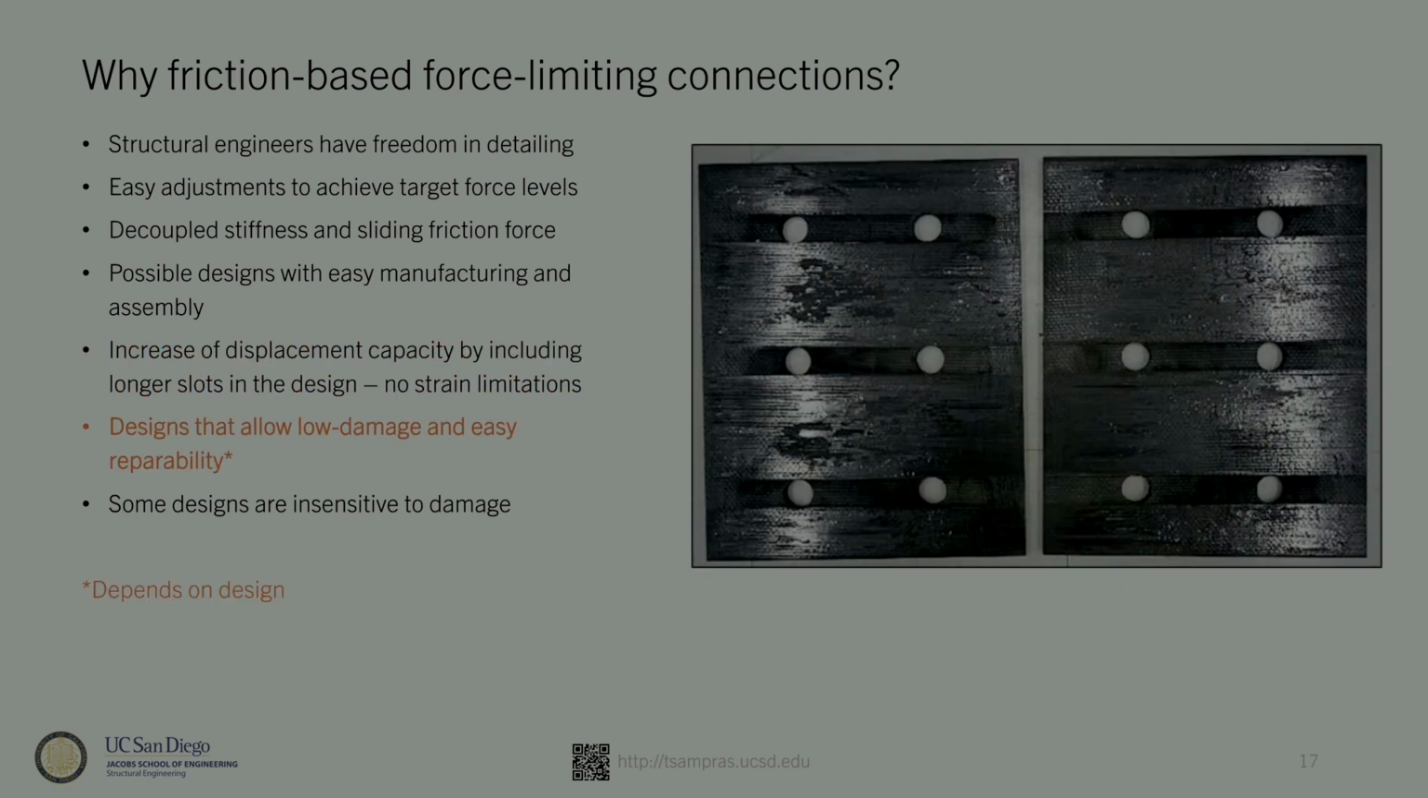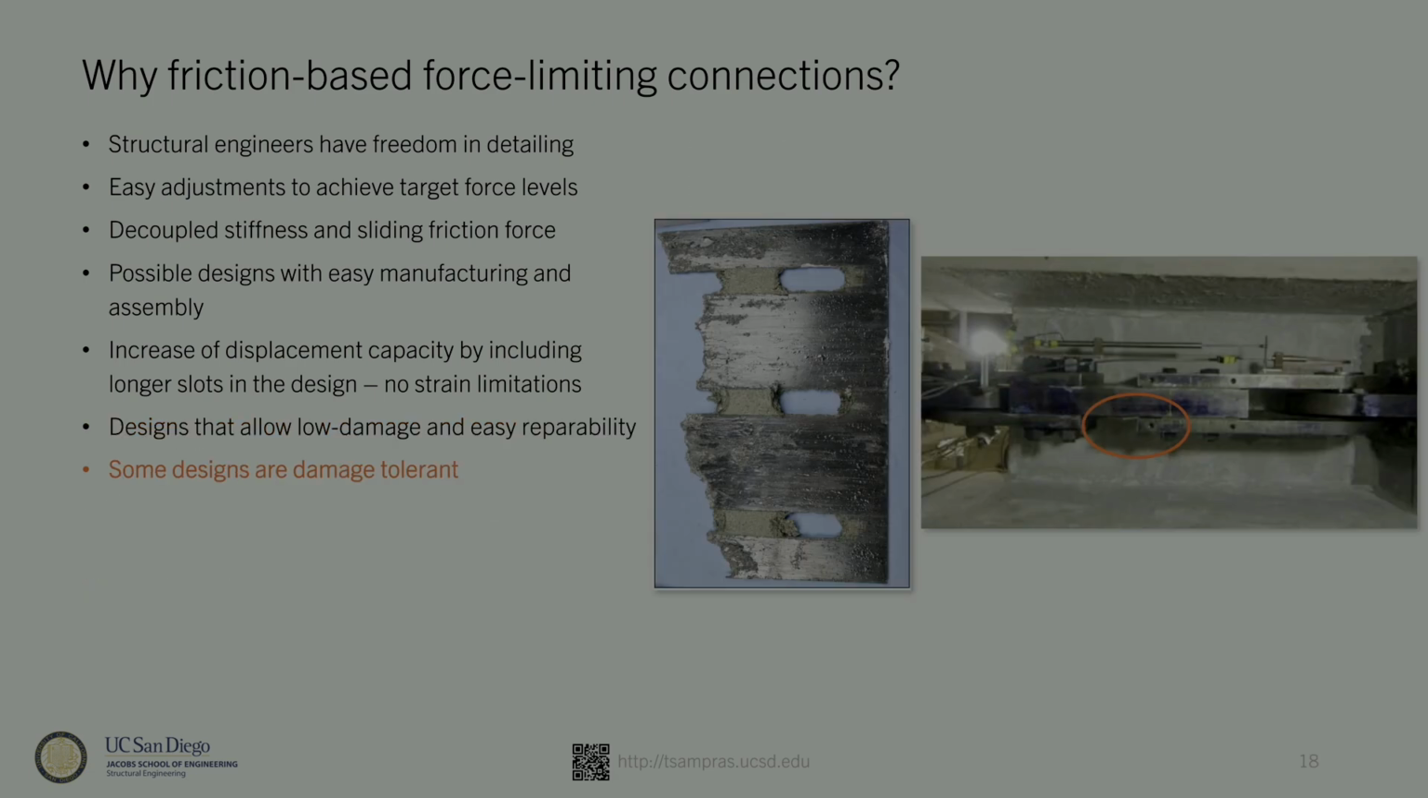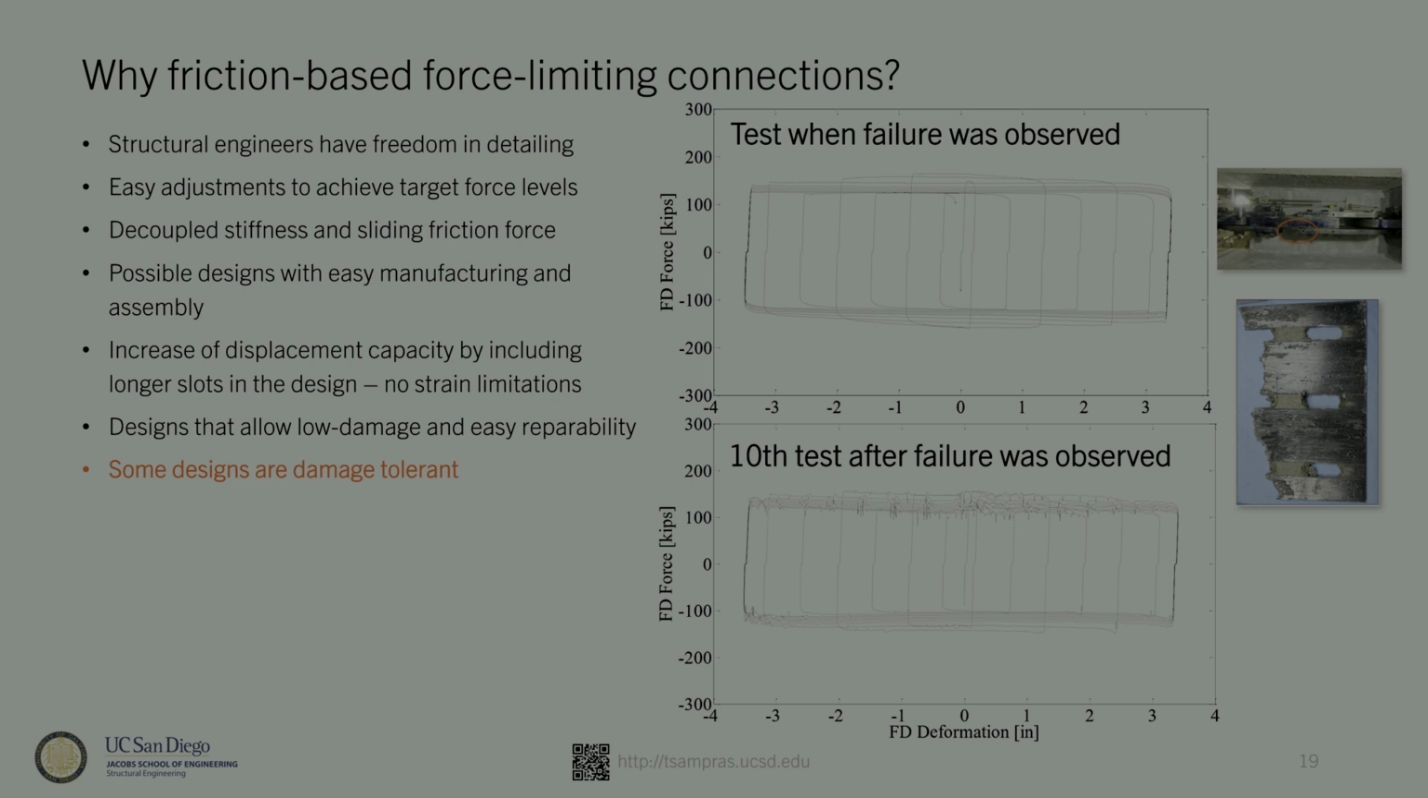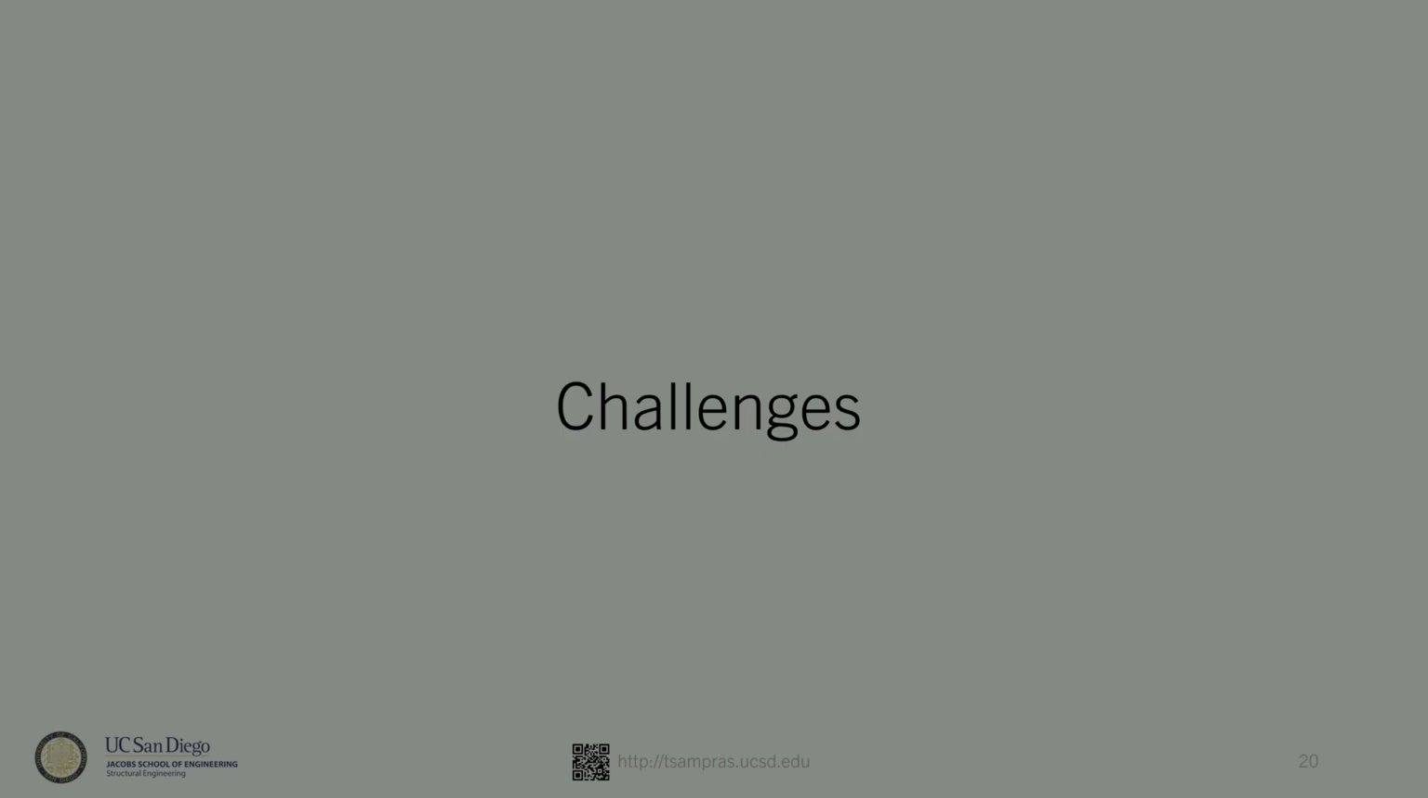And some designs are low damage and have access for repairability, and an asterisk there because it's very related to the design, the detailing of this configuration. And some designs are damage tolerant. Here I show basically one test where a fracture of the composite friction plate occurred, and then we kept testing, 10 tests later, similar frictional behavior. So this is damage tolerant, although we don't want it and we design against it, at least there is some safety there. Now there are some challenges.